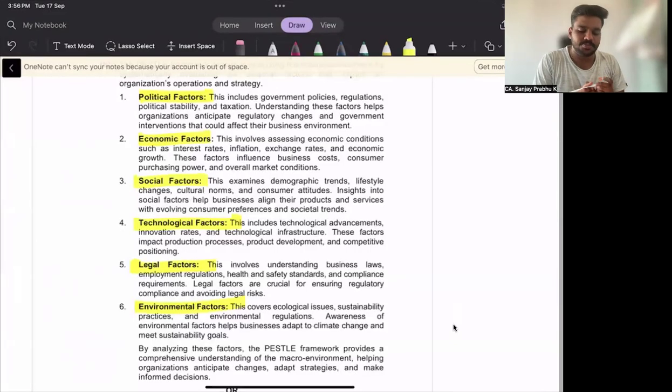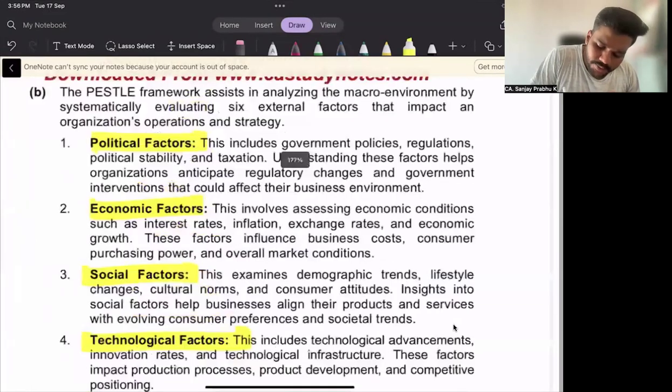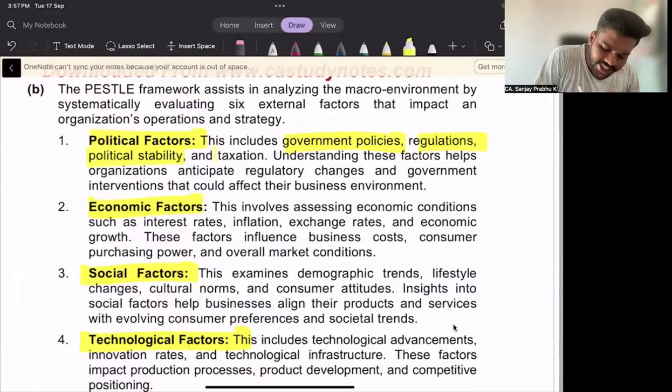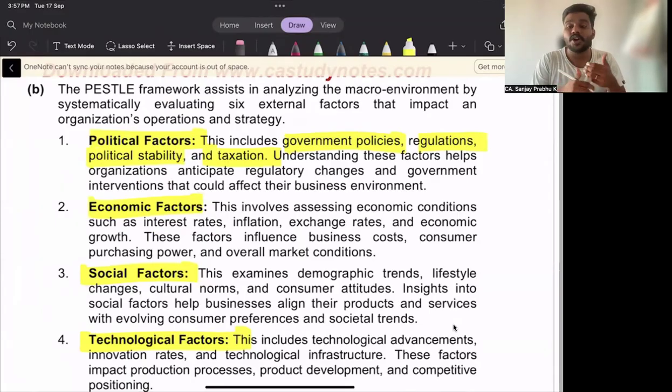ഫസ്റ്റ് വൺ ഇസ് പൊളിറ്റിക്കൽ ഫാക്ടേഴ്സ്. പൊളിറ്റിക്കൽ ഫാക്ടേഴ്സ് പറയുമ്പോൾ എന്താണ്? ഒബ്വിയസ്ലി ഗവൺമെന്റ് പോളിസീസ്, ഗവൺമെന്റ് റെഗുലേഷൻ, പൊളിറ്റിക്കൽ സ്റ്റെബിലിറ്റി, ടാക്സേഷൻ, all these factors are also having an impact on the business. Maybe not specifically, or may not be directly influencing the business, but indirectly it's going to have an impact. Say for example, ഇവിടെ ഇപ്പൊ മോദിജിയാണ് ഭരിക്കുന്നത്. മോദിജി ഭരിക്കുന്നത് ബിസിനസിനെ ബാധിക്കുന്നുണ്ട്. മോദിജിക്ക് പകരം നാളെ കോൺഗ്രസ് ആണ് ഭരിക്കുന്നതെങ്കിൽ ഒബ്വിയസ്ലി അതിനും ഒരു ഇമ്പാക്ട് ഉണ്ടാവും. So government policies are definitely going to have an impact. May not be directly, but indirectly it is going to impact.